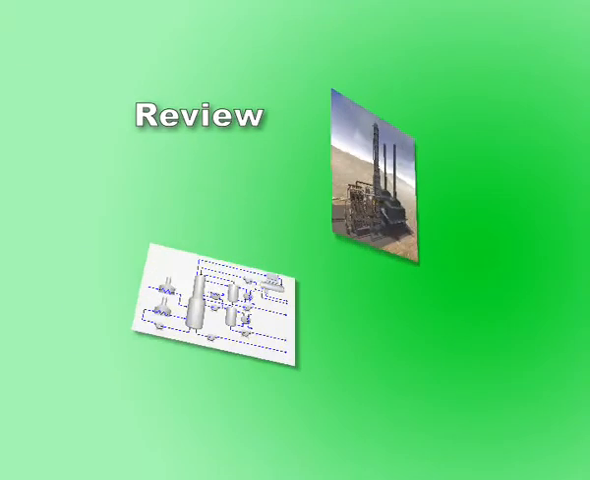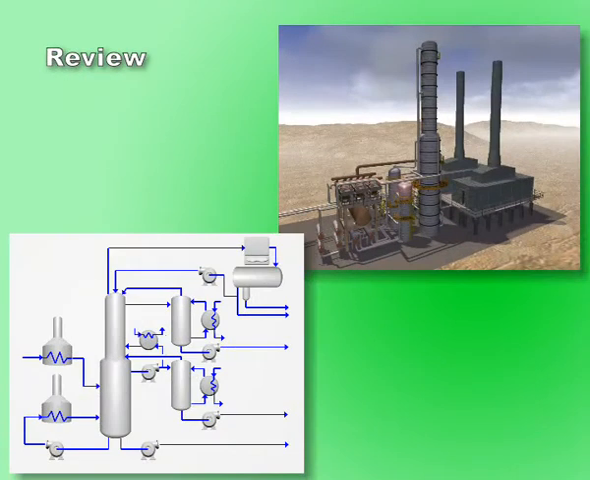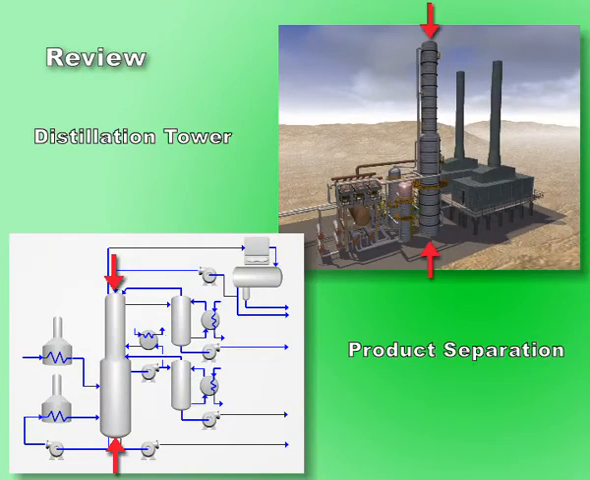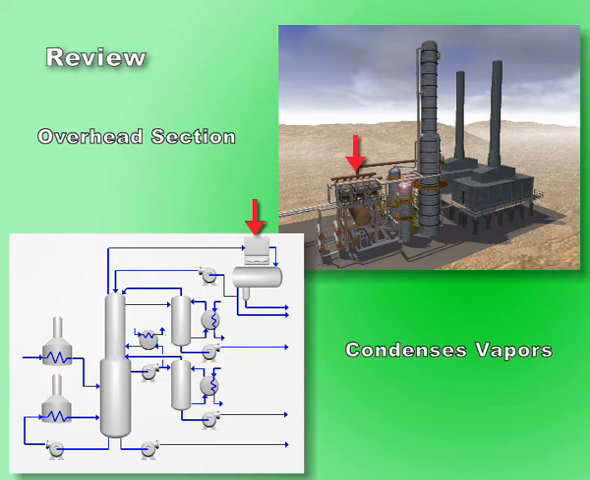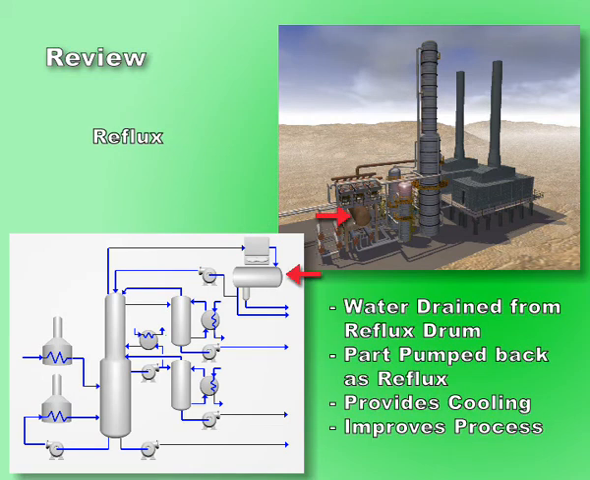Let's review what we discussed. Central to the plant is a distillation tower in which oil is separated into refined products. The separation is established by preheating feed and reboiling liquid, resulting in vaporizing of volatile components. The overhead section condenses the vapors exiting from the top of the column and collects it in the reflux drum. Water is drained from the reflux drum.